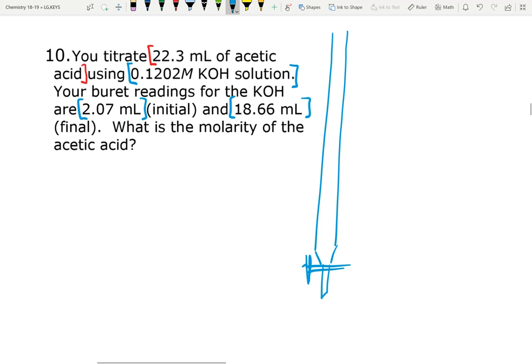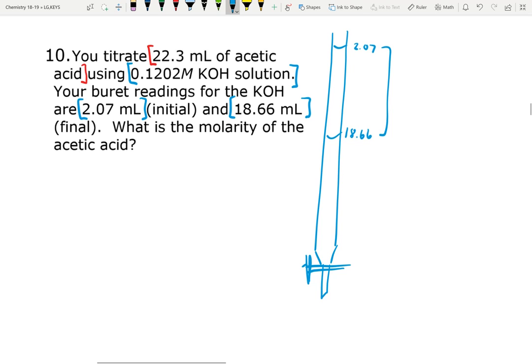And we add drops. But we measure this volume before and after to see how much was dispensed or used from that burette. So they're saying that at the beginning it was at 2.07 and at the end it was at 18.66 milliliters. So the difference between those two is the number we'll need to start the calculation, because that's the volume of base that was used. And we need to start our work with the base's volume, because that's what we know the concentration of. You want to start the problem with the thing that you do know about, so that at the end you can solve for the thing that you don't know about, that you're being asked for.